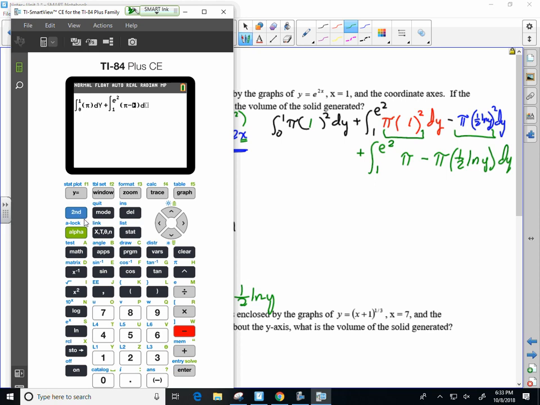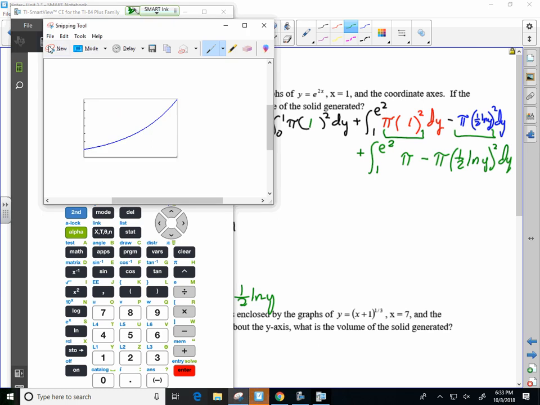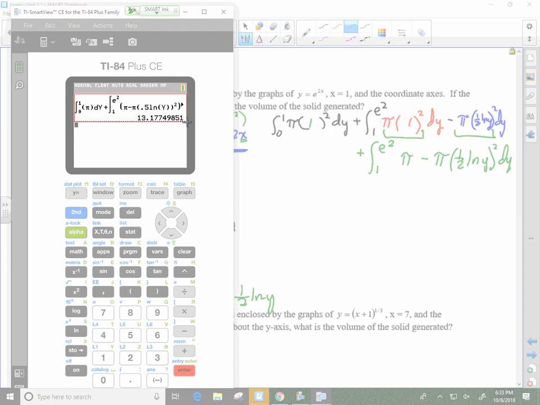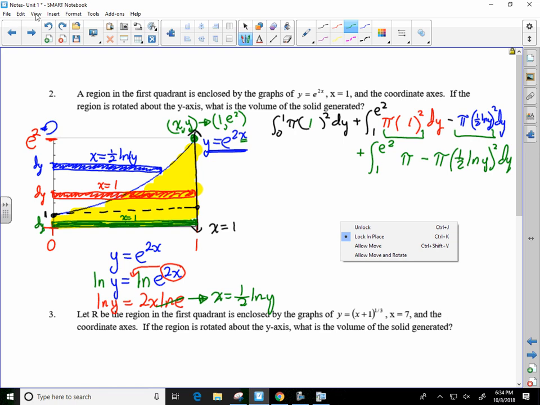Oops, squared. 0.5 ln y. The whole thing is squared. And that should do it. Y. And hopefully I typed that all in right.